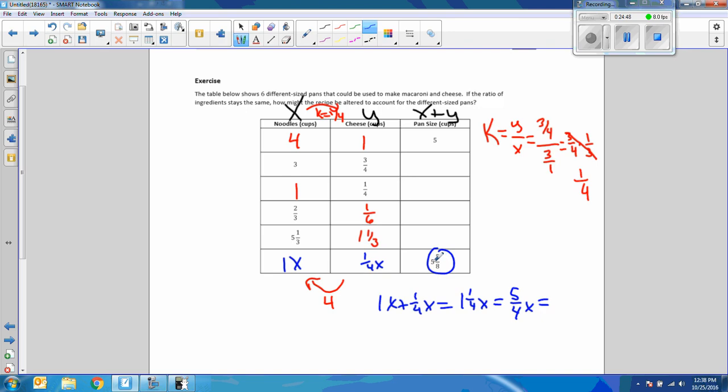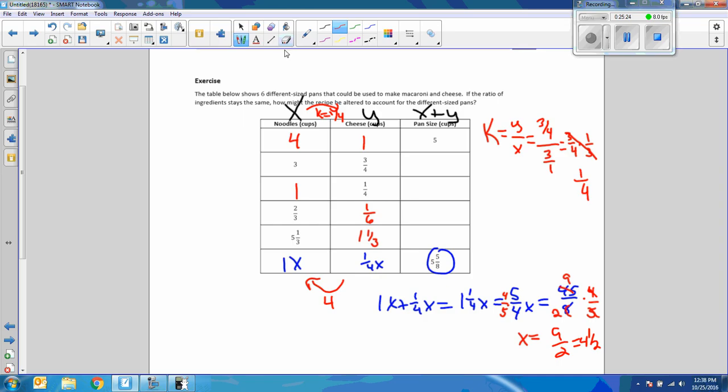8 times 5 is 40, plus 5 is 45, over 8. And to get rid of this, let me change colors. I need to multiply by 4 over 5 on both sides, because 5 times 4 is 20, and that cancels and gives us X. And then I'm going to do the same over here. Times 4 over 5. 5 will go into 45 nine times, and 4 will go into 8 two times. So our answer is 9 halves, which is 4 and a half.